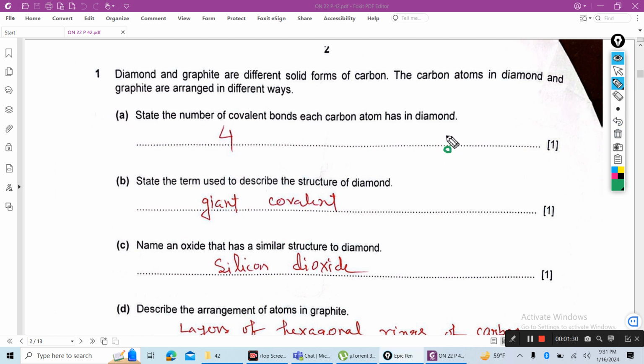Tetrahedral. This one carbon is attached to 1, 2, 3, 4 carbon. This is tetrahedral. And so the number of covalent bonds in diamond is 4. 1, 2, 3, 4. 4 bonds.